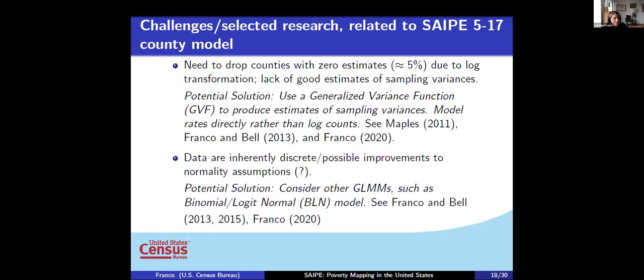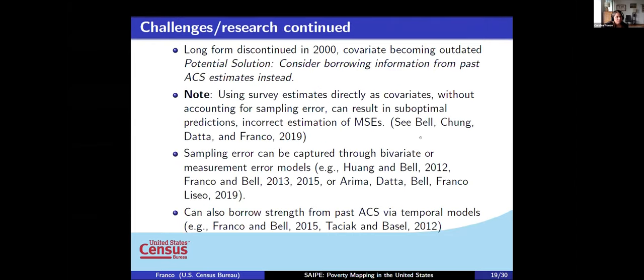So one solution we've been talking about is to use a generalized variance function, which is basically a simple model on the direct variance estimates. We've been studying generalized variance functions, and we've also been looking at modeling rates directly rather than the log of counts to address dropping zeros. Because this is such a short talk, I'll give a lot of references, but I'll only briefly touch upon the research. Another question is could you do better with something that's not normal, because the data are inherently discrete? So we've been looking at other GLMMs, and one in particular I hope I'll have time to discuss near the end, the binomial logit normal model. And here are some references about that. All the references use SAIPE data.